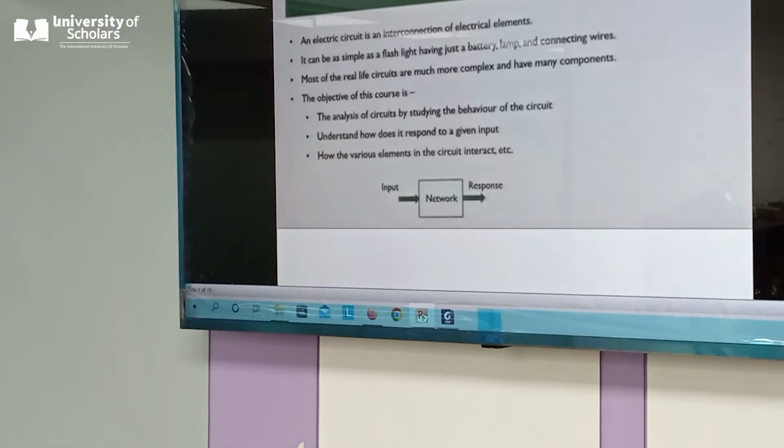So now in this session we will talk more about basic concepts of electrical circuits. So what are these concepts? Let us talk about the electrical circuit itself. What actually is an electrical circuit? You need to know this. So an electrical circuit is nothing but the interconnection of electrical elements.